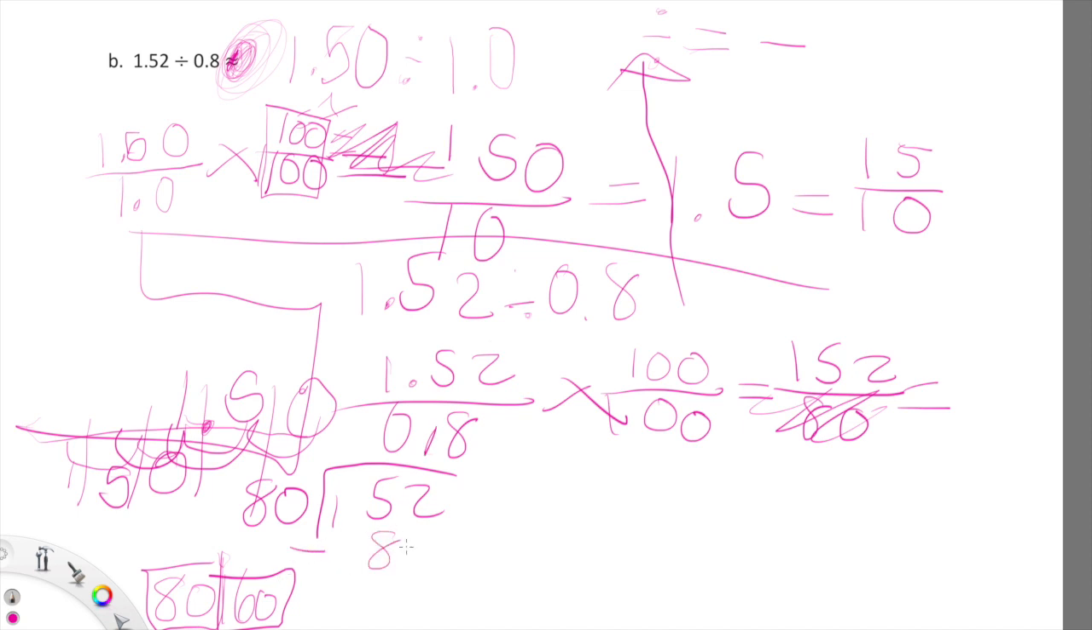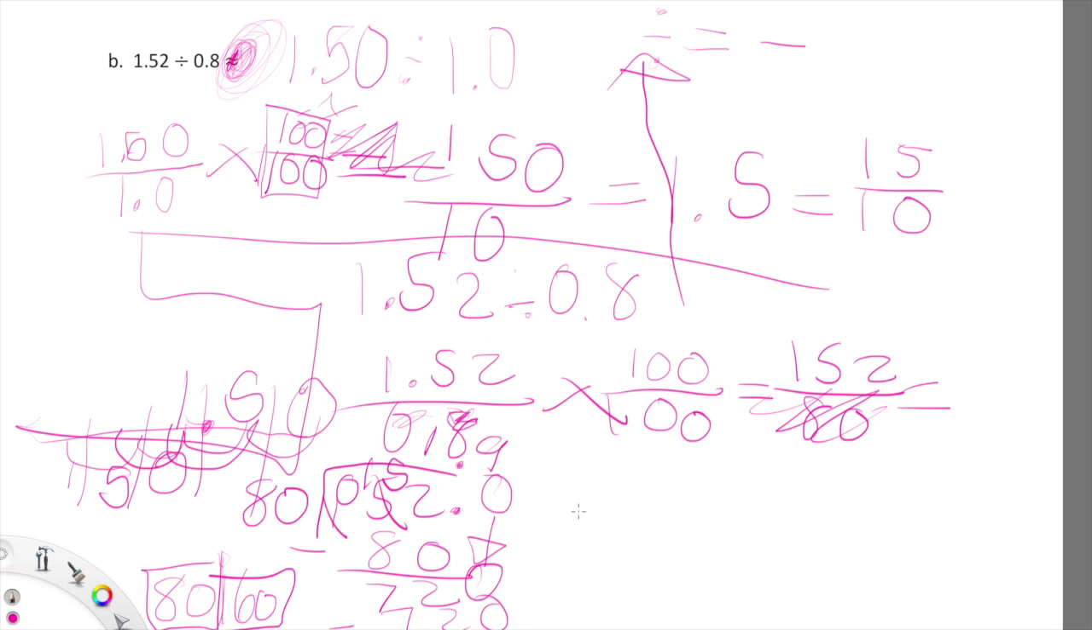So minus 80, 2 minus 0 is 2, and 15 minus 8 is 7, right here. And then we can't fit 80 into 72, so we're going to make a decimal point, put that up there. Sorry about this, I'm very messy. We're going to bring this down, so now we have 720. 80 goes into 720 9 times, so we have 1.9 right now. So 720 minus 720 is 0.